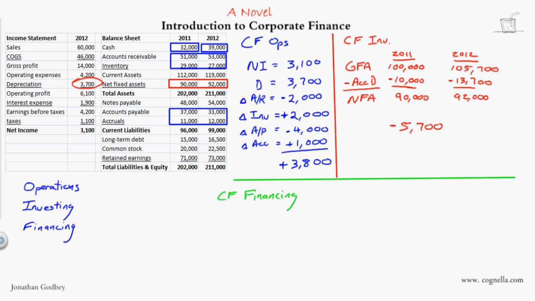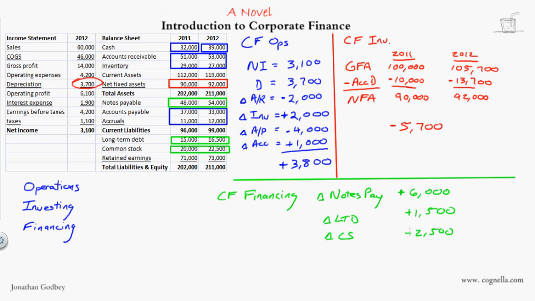My cash flow from financing comes from debt or equity, because I either finance my operation by borrowing money, which would be notes payable and long-term debt, or by issuing stock, which would be under common stock. So I need to find the change in notes payable. That is $6,000. Is that a positive or negative cash flow? Well, it went from 48 to 54, which means now I owe more money. If I owe more money, it's because I borrowed more money. So that's a positive cash flow. Then let's look at the long-term debt. Change in long-term debt is up $1,500, so I borrowed more money long-term. Change in common stock. Common stock goes up $2,500, so I issued more common stock.